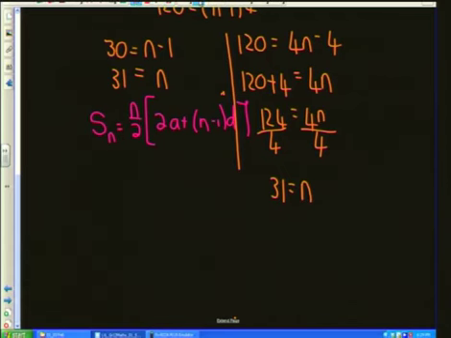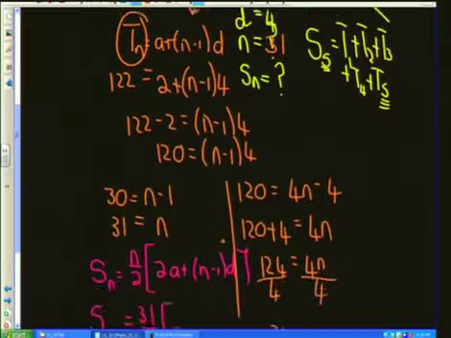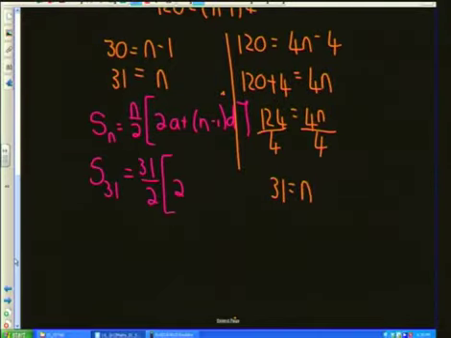In the light of that, we are looking for the sum, and we know there are 31 terms. We don't know what it is, but we do know that the n is 31, so it's 31 over 2 times my a, which I think was 2 if I remember right. Let me just make sure. Yes, it is 2. So 2 times 2 plus, now this is n minus 1, well it was 31, 31 minus 1 is 30.